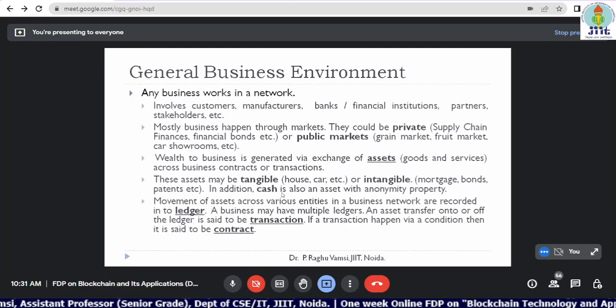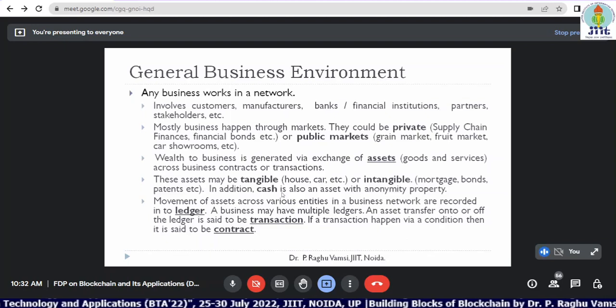And one more thing in the business environment is that movement of assets across various entities in a business network is recorded into a ledger. That means a supermarket business may record in the ledger how many goods have come to the store today, how many products were sold today, from whom you have got the lot of products, to whom you have sold, from where you have taken the finance, and how much repayment was made. These are all maintained in a book called a ledger book. So a business may have multiple ledgers. An asset transfer onto or off the ledger is said to be a transaction.